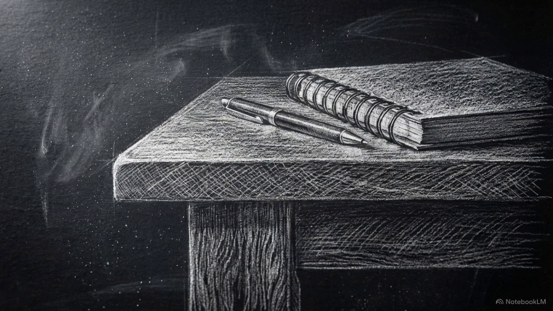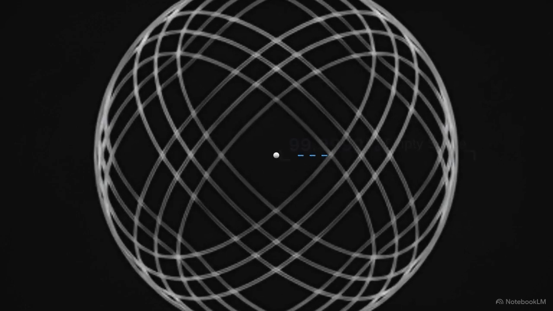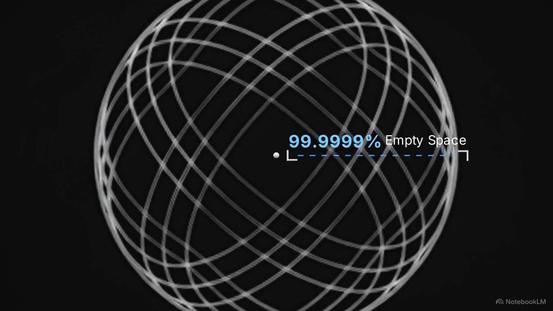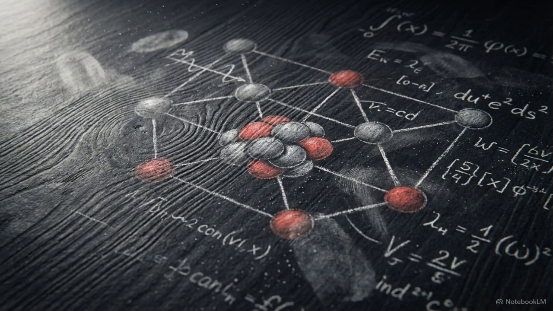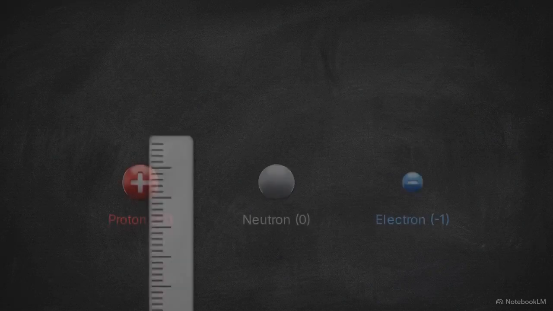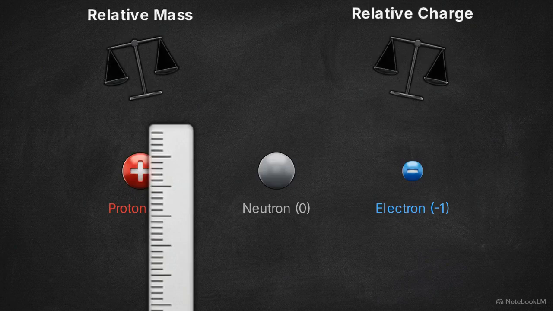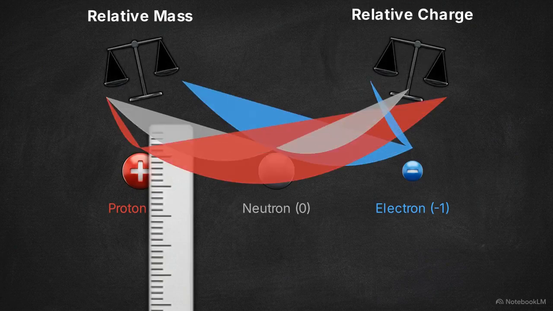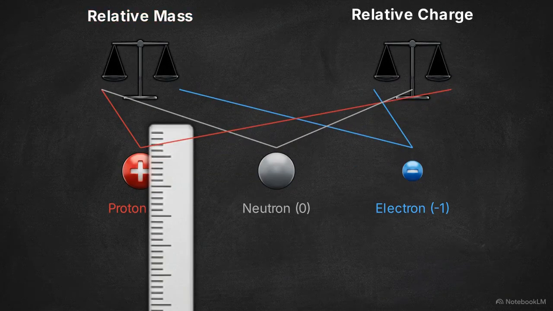We interact with ink, paper, and tables as firm objects, but the atoms making them up are 99.9999% empty space. If matter is mostly a void, what forces actually give the universe its physical structure? This visual model shows the answer. Reality structure relies entirely on how three fundamental subatomic particles perfectly balance two critical properties: relative mass and relative charge.